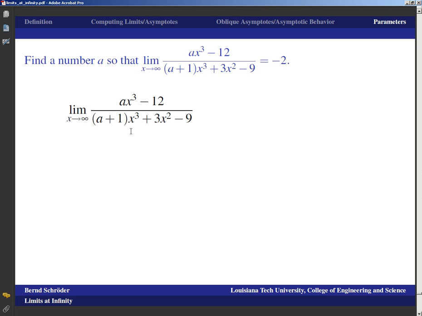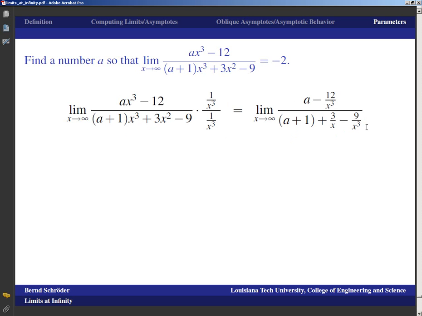We're looking for the limit as x goes to infinity, ax cubed minus 12 over a plus 1 x cubed divided by 3x squared minus 9. We expand with 1 over the highest power in the denominator, so we expand with 1 over x cubed. Computation goes the same way. Ax cubed over x cubed is a, -12 over x cubed is -12 over x cubed. A plus 1 x cubed over x cubed is a plus 1. 3x squared over x cubed is 3 over x, and -9 times 1 over x cubed is -9 over x cubed.